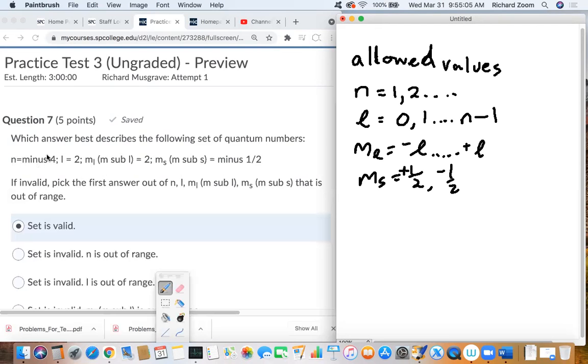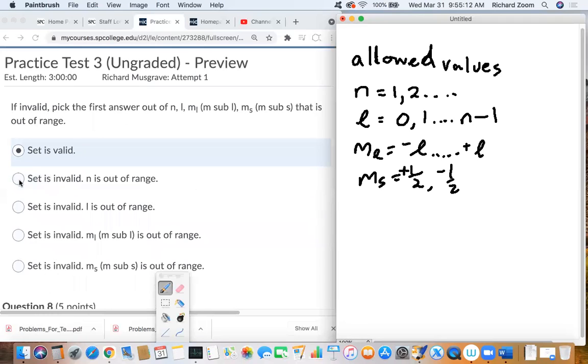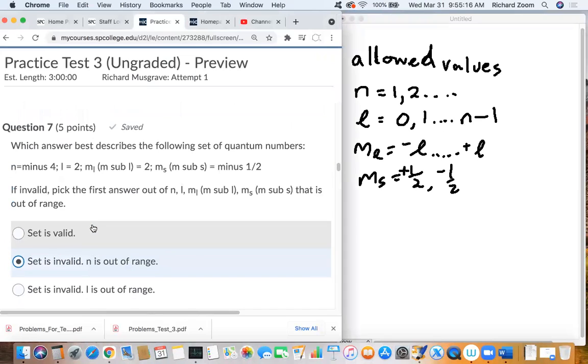N equals -4. Well, clearly that's not valid because N can only be 1 and 2. So it looks like N is out of range, so the set's invalid for that one. Anybody have any questions about number 7?